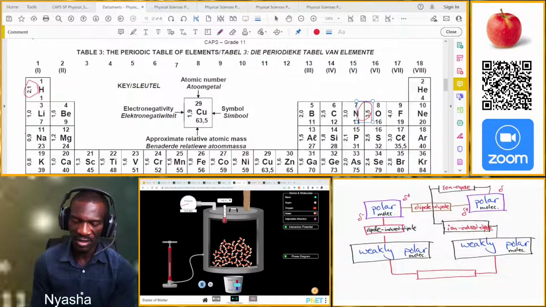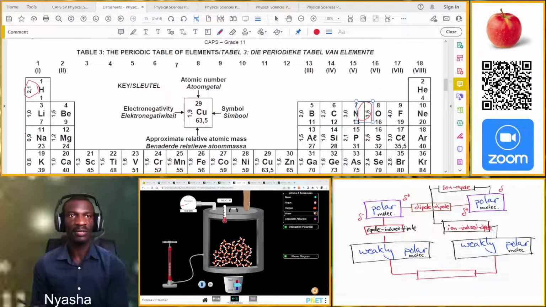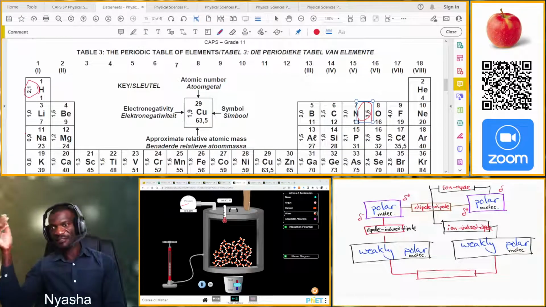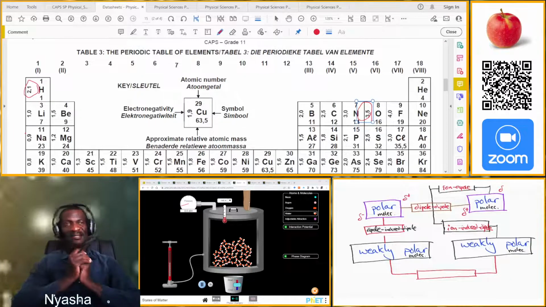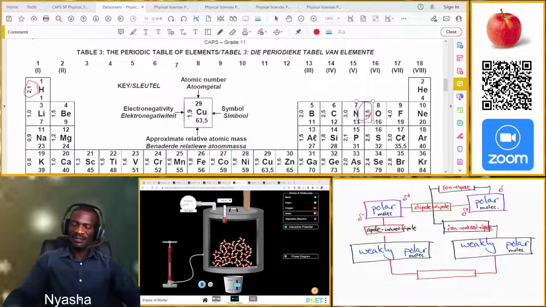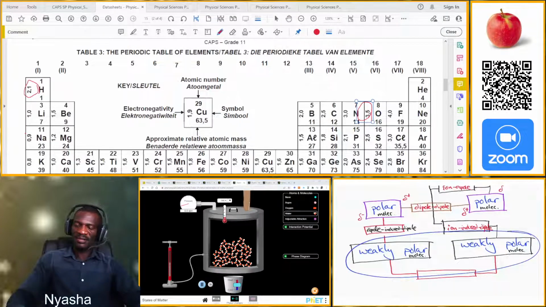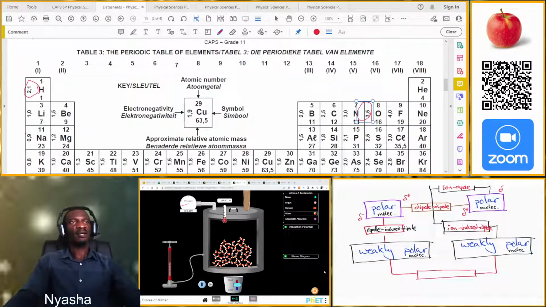When we have a weakly polar molecule and another weakly polar molecule, can we have intermolecular forces? We find that these materials, which have molecules that are weakly polar or non-polar, will actually interact. You can actually freeze them, right? So that's intermolecular forces. This would be very weak intermolecular forces.